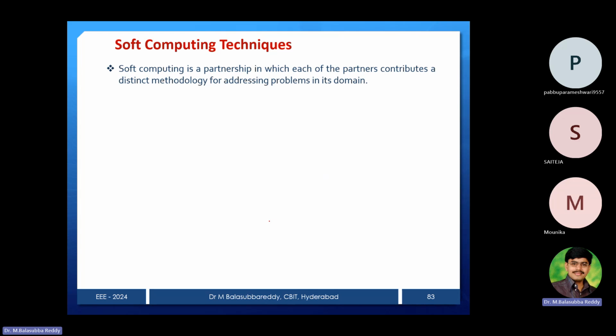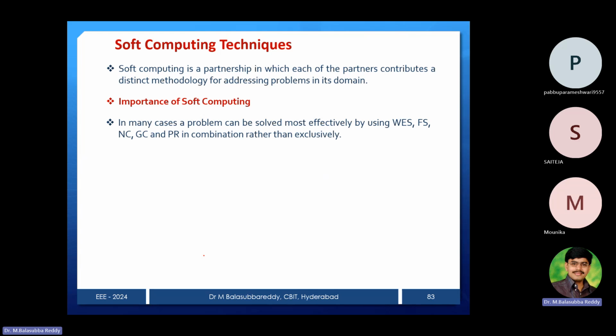Soft computing is a partnership in which each of the partners contributes a distinct methodology for addressing problems in its domain. As I said, instead of an individual solving the problem, normally it will be partners or a group of members, so that together they are going to solve the problem. That is the advantage of the soft computing technique.